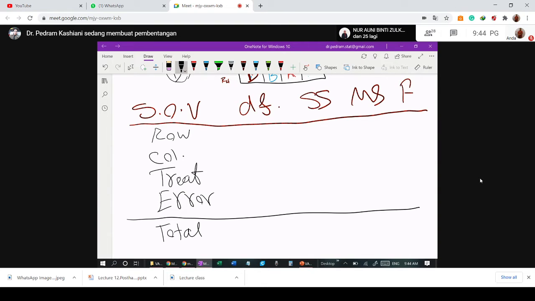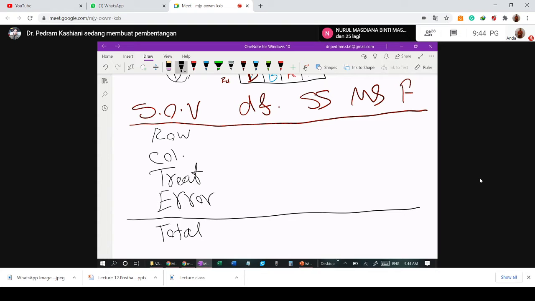So this is my source of variation. This row means blocking by row. Column means blocking by column. So that's why we do not use the words block by. It is understood. That's why we call it just row, column. Means block by row, block by column, treatment, error, and total.